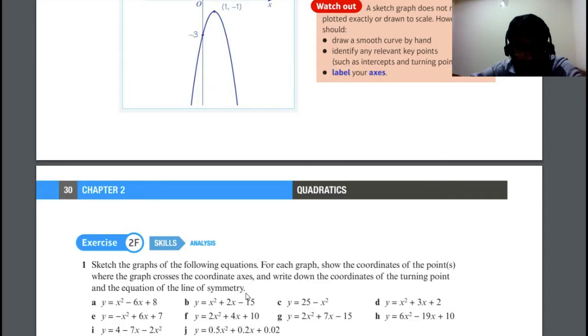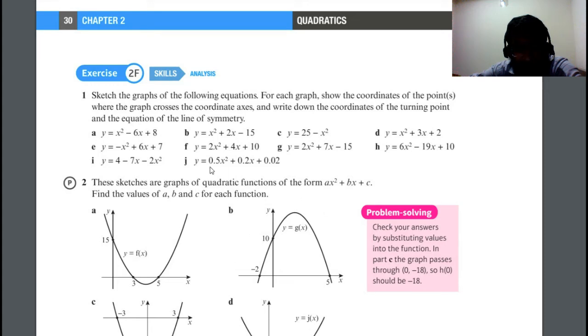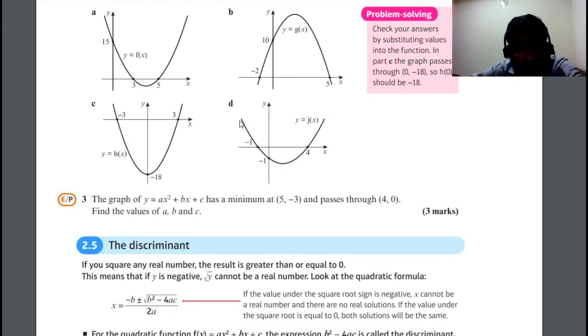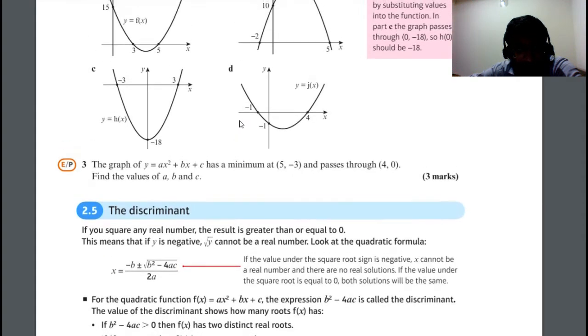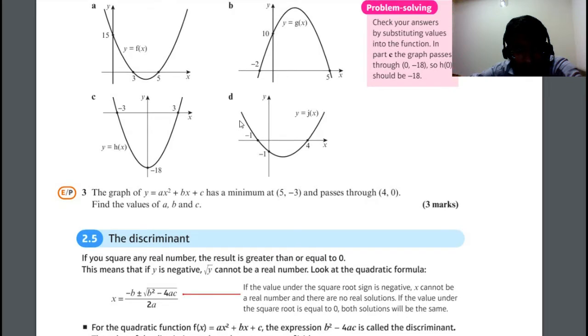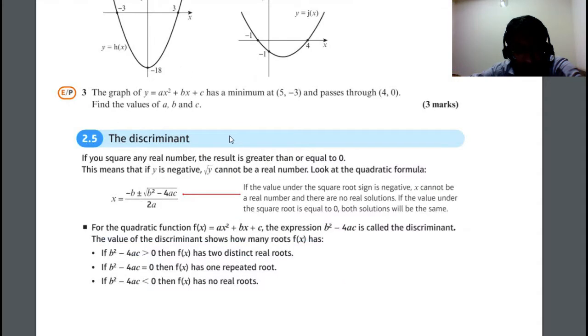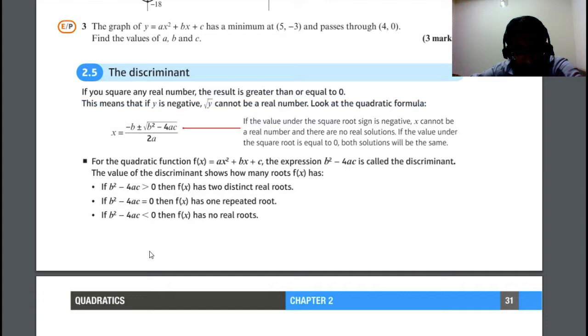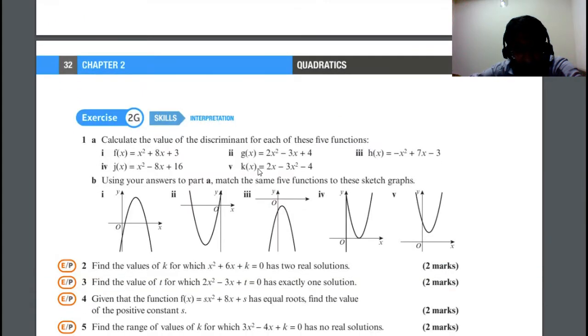Okay, this then you have to match the graphs with the equations. For each graph you have to write the coordinates, nothing new. Nothing new. And if points are given, you have to find the equation. Discriminant, I've already discussed this thing, b squared minus 4ac greater than 0, equal to 0 or less than 0. Calculate discriminant.